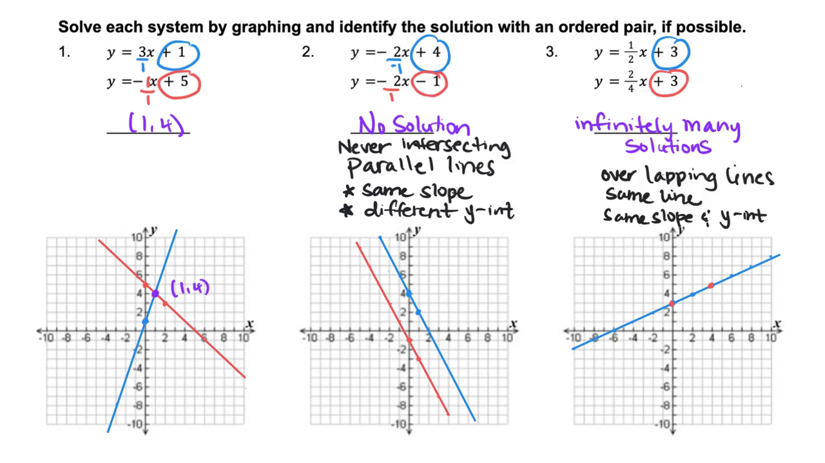Again, we have infinitely many solutions when the lines are overlapping. It's really the same line, just written in a different form perhaps, and they have the same slope and the same y-intercept. So these three examples have shown the three different scenarios that two lines can have. They can either intersect at one point, or at no point, so they are never intersecting. Those would be parallel lines, which have no solution. Or they can have infinitely many solutions because they're overlapping lines, which are really the same line, just in a different form.